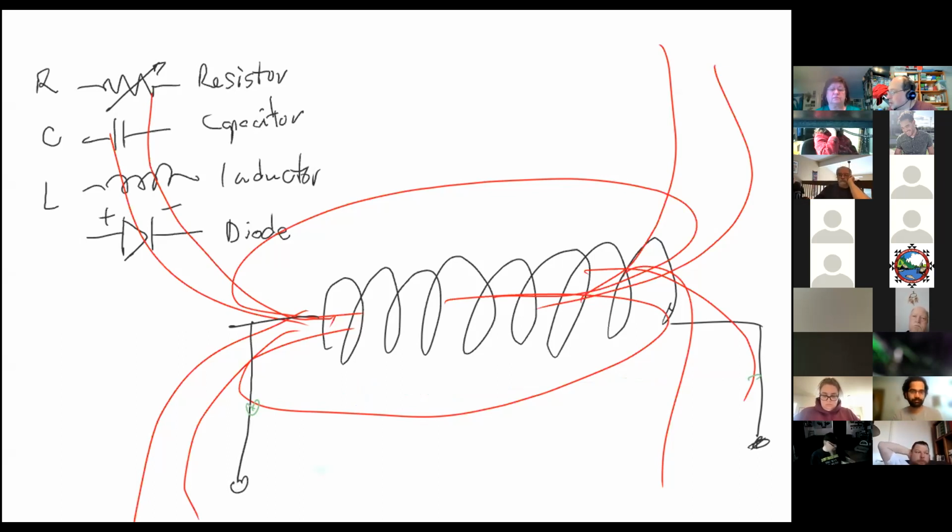Is it a reflector? No. Does it reflect things back? No. We're going to get to diodes in just a second. That's the next thing we're going to cover.